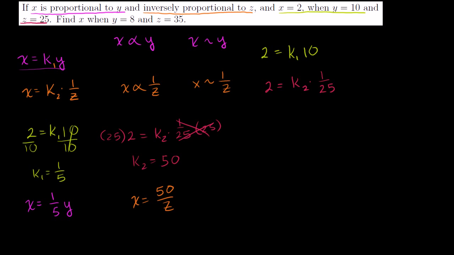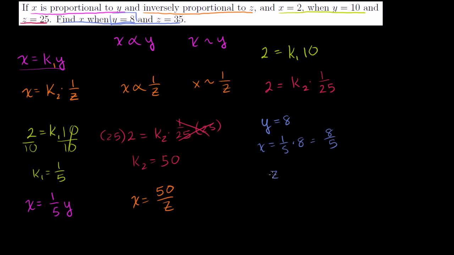So now we can answer the second part of this question. Find x when y is equal to 8 and z is equal to 35. So in the situation when y is equal to 8, we just go right here. X is equal to 1/5 times 8, which is equal to 8 over 5. So that's what x is equal to when y is equal to 8.